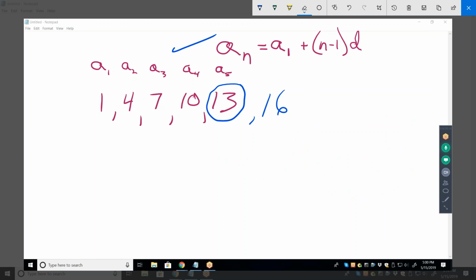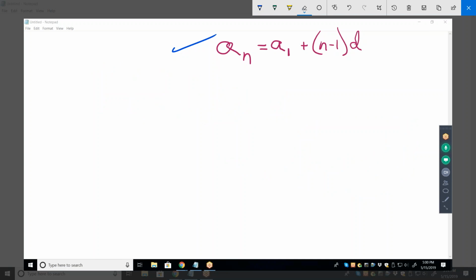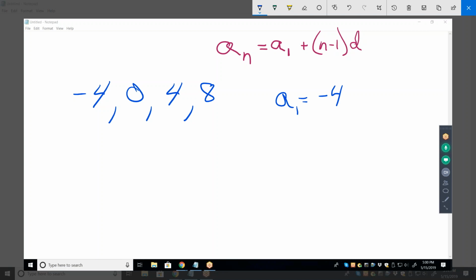Now, do you have a specific problem? So it was -4, 0, 4, and 8. And they want the general formula for this sequence, right? Yes. Okay. So what we're going to need is, what's a sub 1? -4.